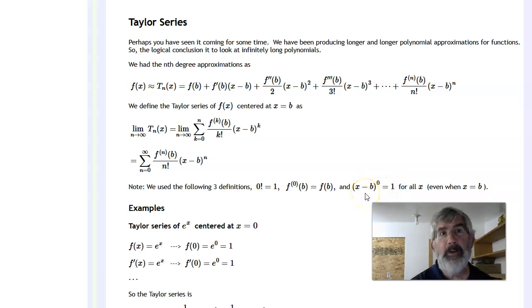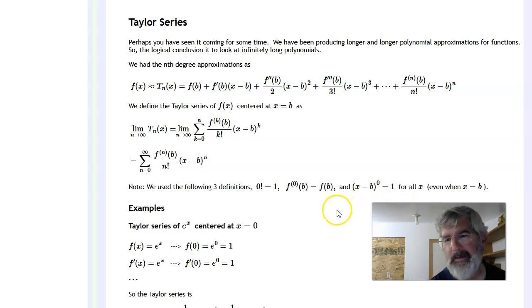Now this is obviously true for x not equal to b, right? Any number to the 0 power is equal to 1, except 0 to the 0. And in a limit process, 0 to 0 is one of these indeterminate forms, and it depends on how the limit is working as to how it ends up.